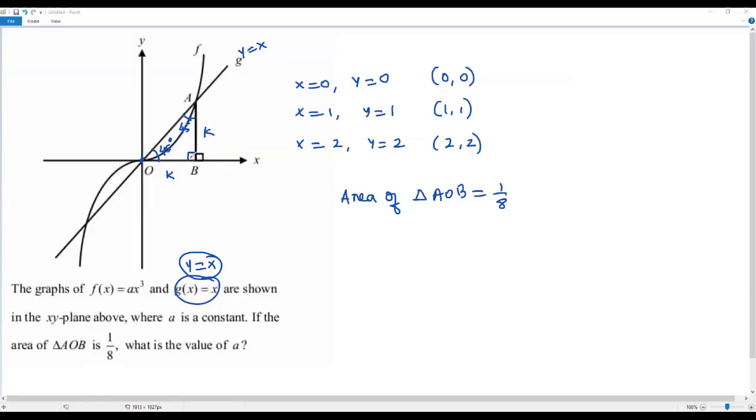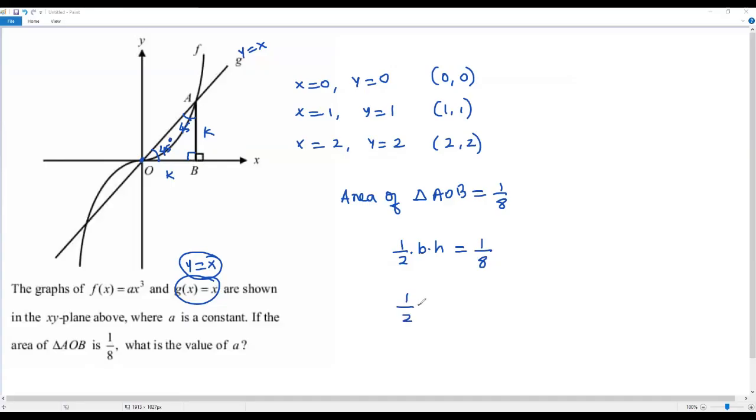It's a special right triangle, and this AB is the height of the triangle and this OB is the base of the triangle. When you know the height and base of the triangle, there is a formula to get the area of a triangle, that is 1 over 2 times base times height. This is a formula to get the area of a triangle equal to 1 over 8.